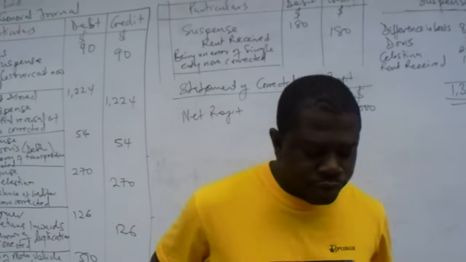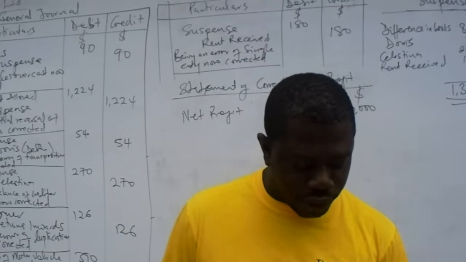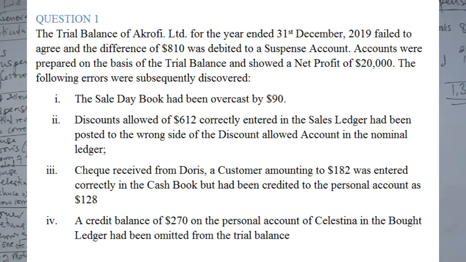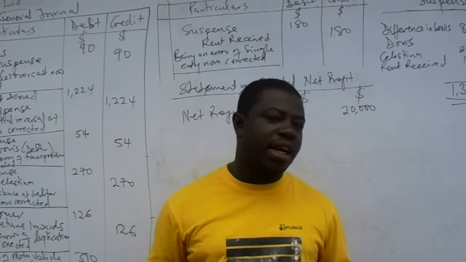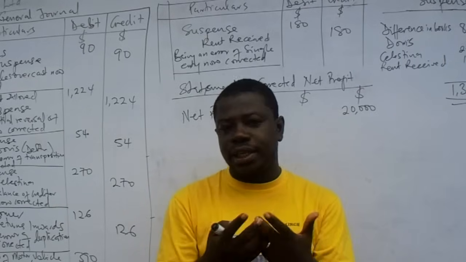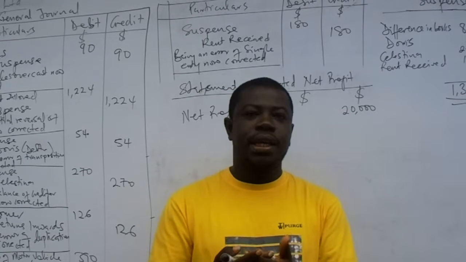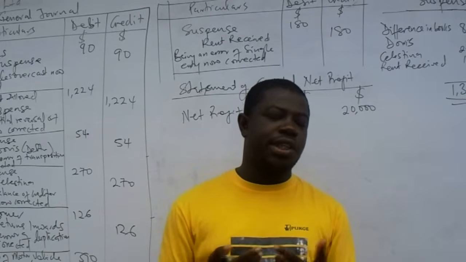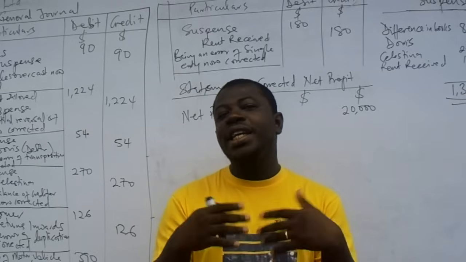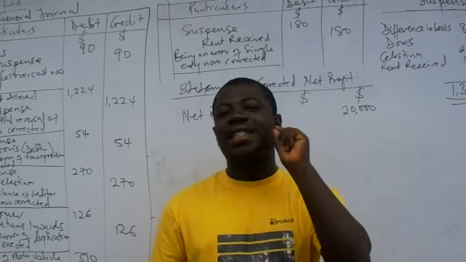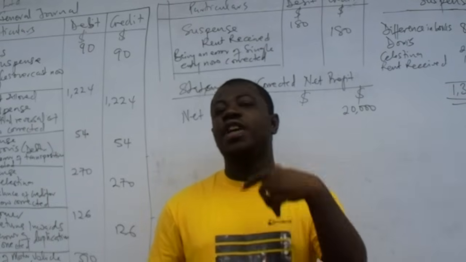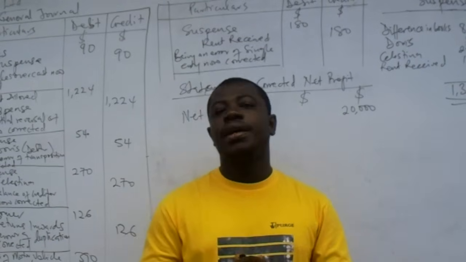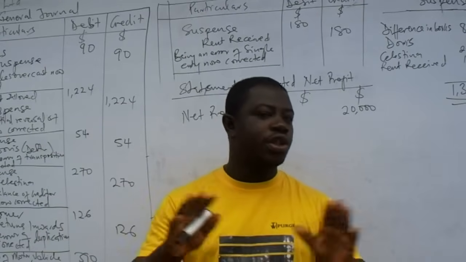So let us go back to the errors and look at them one by one and see which ones will affect profits. So the first one, the sales day book has been overcast by 90. Sales day book. If the sales day book is overcast, it means that sales is overstated. And when sales is overstated, sales is revenue on the final account or trading profit and loss account or income statement. So when you are overstating your sales, indirectly you are overstating your profit. And so that amount of $90, which has overstated the profit, should be subtracted from profit because it's not supposed to be there.